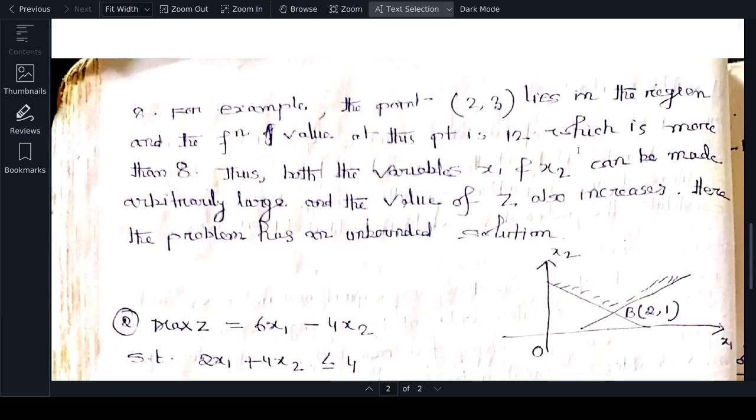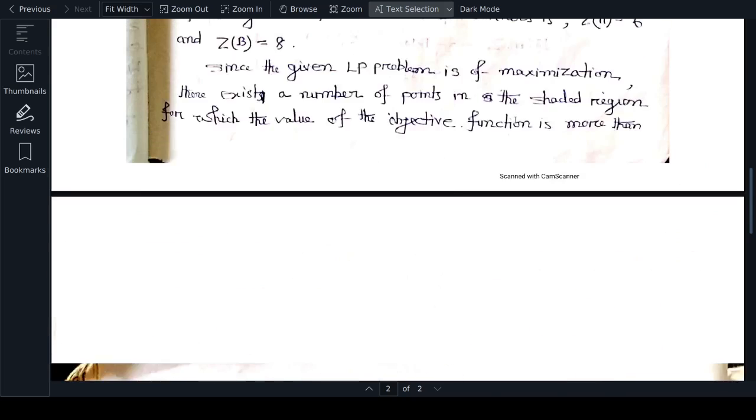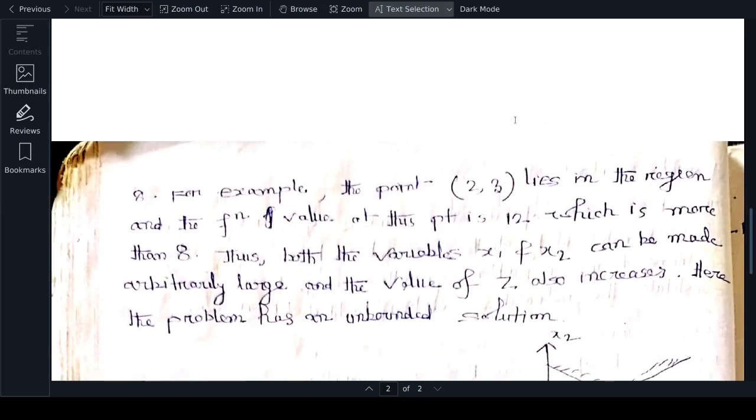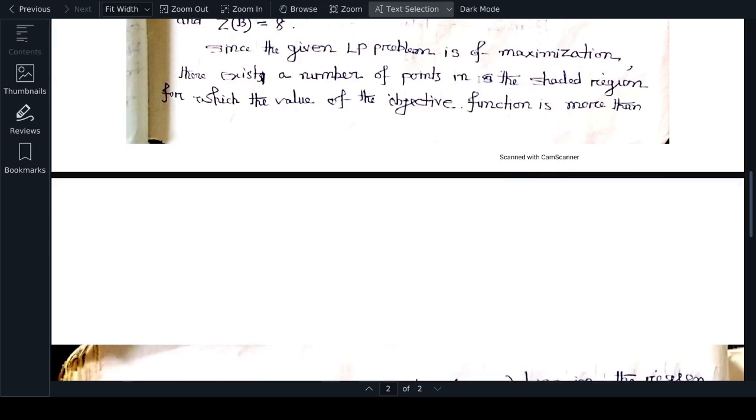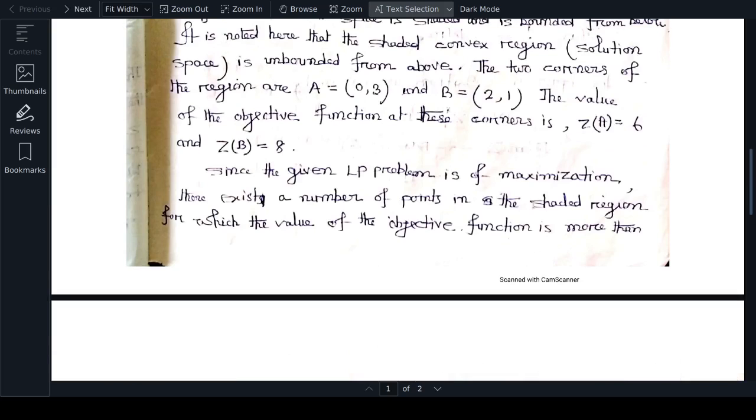O means 0, 0, and from here on the x axis you mark unit lengths 1, 2, 3, 4, 5, 6 like this. On the x2 axis also you mark 1, 2, 3, 4, 5, 6. Then you plot the values. I have not given the coordinate markings here, you can mark them. One coordinate is 0, 3. So 0, 3 lies on which axis? The x2 axis. And 3, 0 on the x1 axis. Then you draw the line.